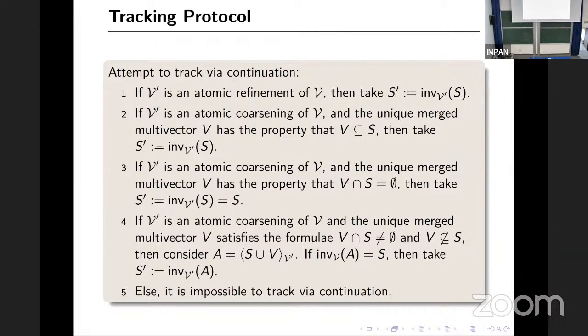But if we have this merging of multivectors, this coarsening, then things become more complicated, and we have to consider different cases. These are different situations, but they still give you a direct recipe on how to find the successor. And of course, you may fail. Continuation may fail at some point. You might not find a successor at some point.